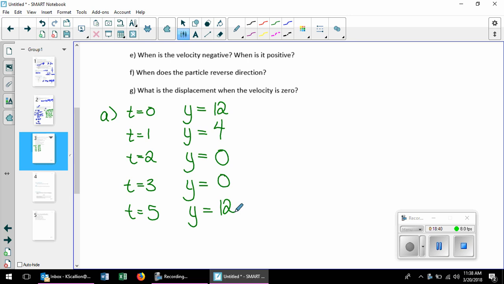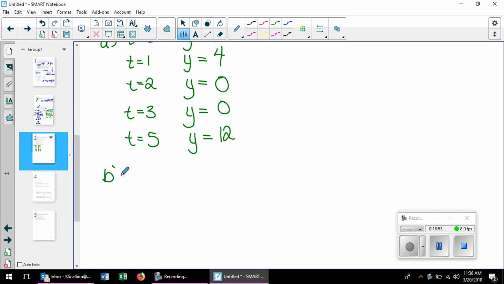Okay. So hopefully you're noticing the symmetry of the parabola. Yes? No? Possibly. All right. So that was part A. That was pretty easy. Part B. What's the average velocity? Looking down my page. What's the average velocity after 3 seconds?